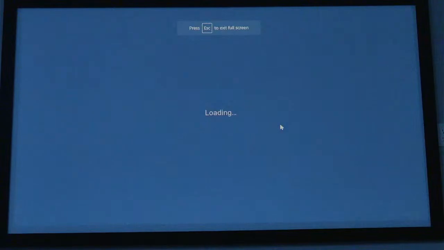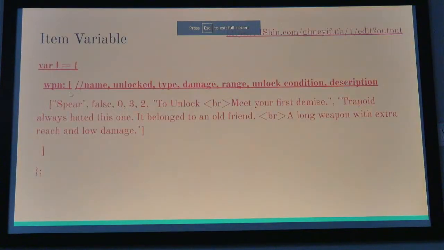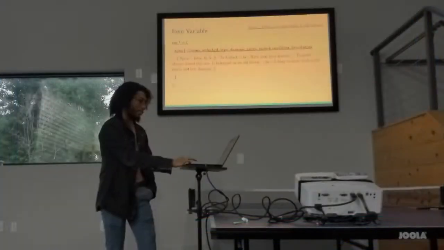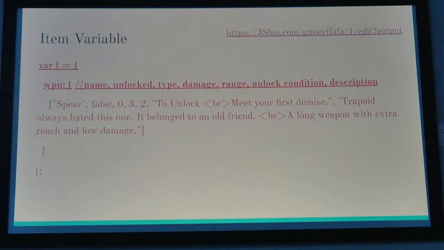For the actual variable to hold all the items, I had a big object called L for convenience, and it holds the item type, WPN for this one, and then it holds an array of all the data the item needs. So it has the name of the item, whether or not it's unlocked, the type of the item, damage, range, and such, the description for it as well. And then for special items, I would just hard code it in, but there's a general system where this functions.